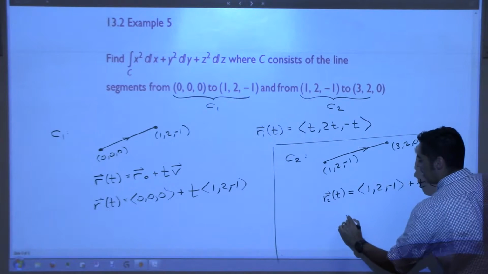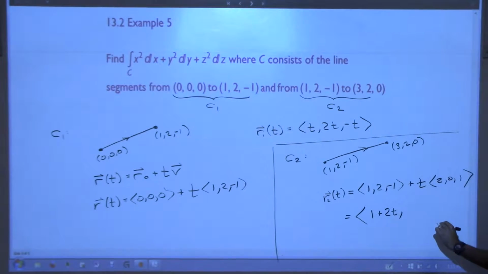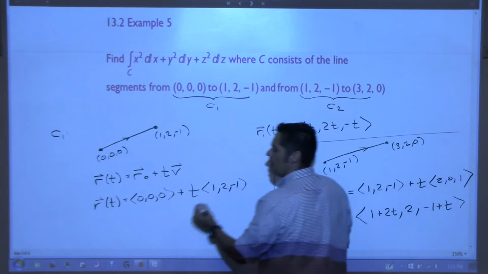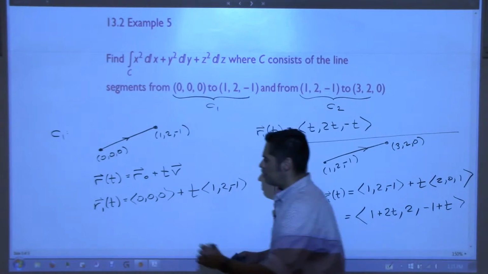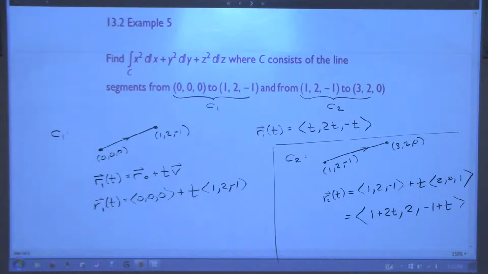And when you put this all together, you get 1 plus 2t, 2, -1 plus t. You could write t minus 1, whatever. Any questions on the parameterization of that? I'm keeping these as vector functions, not writing them as parametric equations, but I could easily do that. Okay. All right, I think I'm ready to set this thing up.